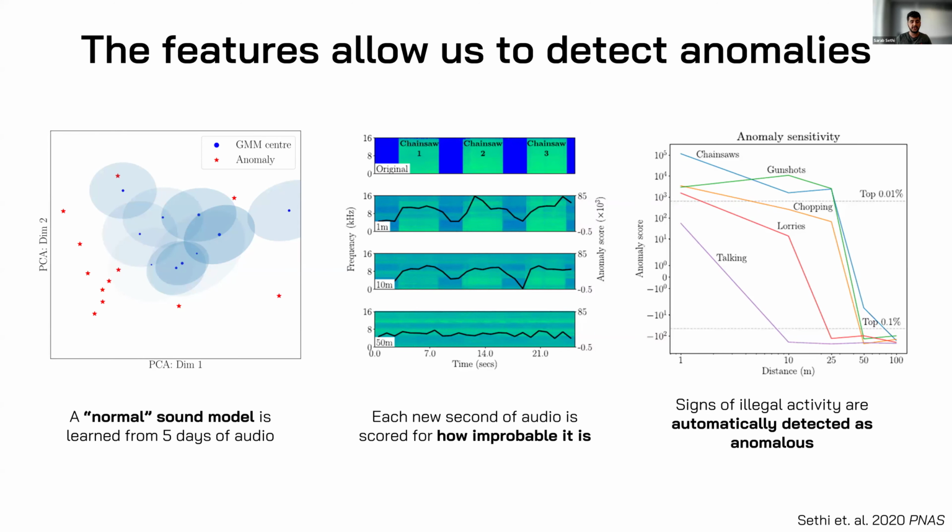And we tried this for many different indicators of illegal activity in the sites that we're monitoring. Here are results from the tropical forest experiment in Sabah in Borneo. We showed that we could detect chainsaws, gunshots, chopping, these typical sounds that come along with illegal activity without even knowing that that's what we were looking for. They were just unsupervised detected as anomalies.